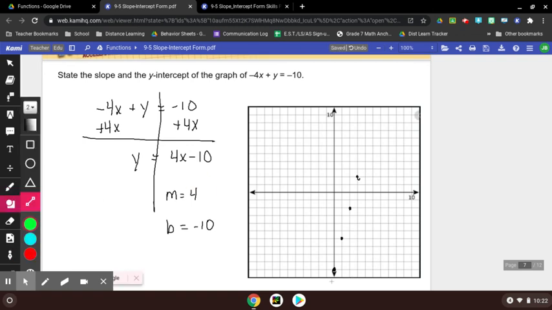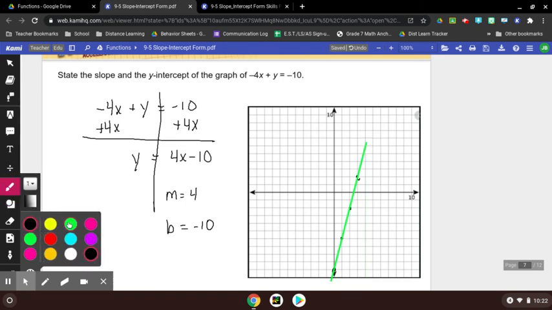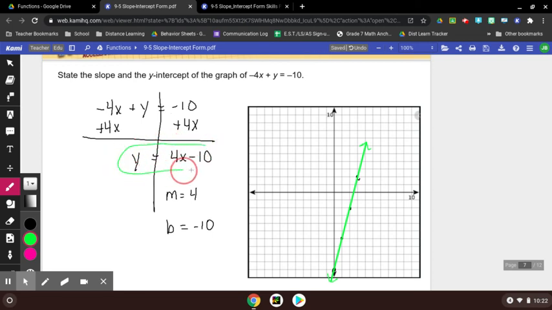And then, of course, we want to connect the dots. And so we do so. We have now graphed our solution to the equation of negative 4x plus y equals negative 10, which in slope-intercept form is y equals 4x minus 10.